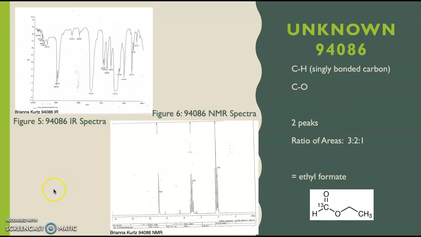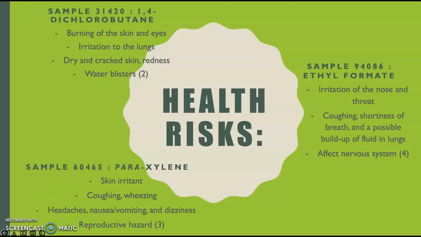For unknown 94086, there's a CH singly bonded carbon. There was also a CO. There were 3 peaks in the NMR and a ratio of areas of 3:2:1, and this yielded an ethyl formate, and that below is the chemical structure of it.